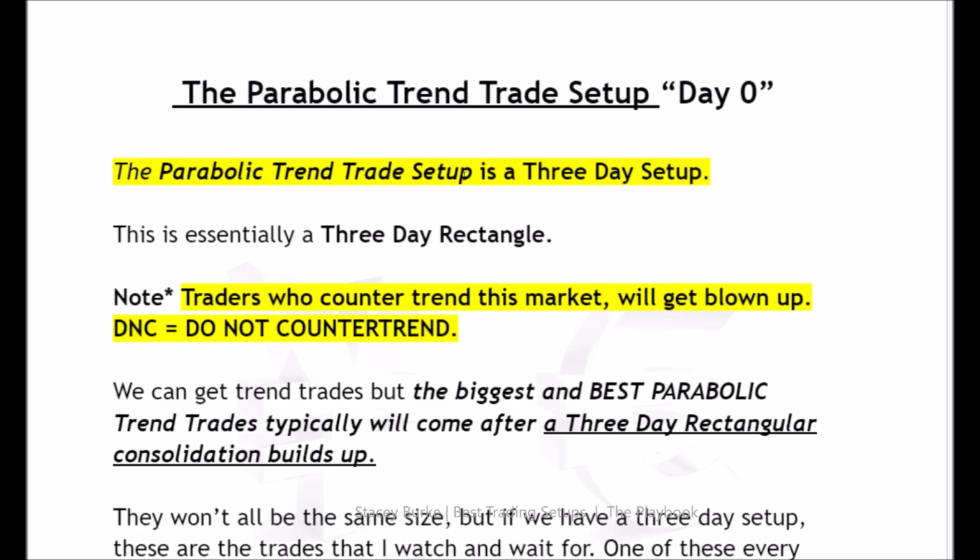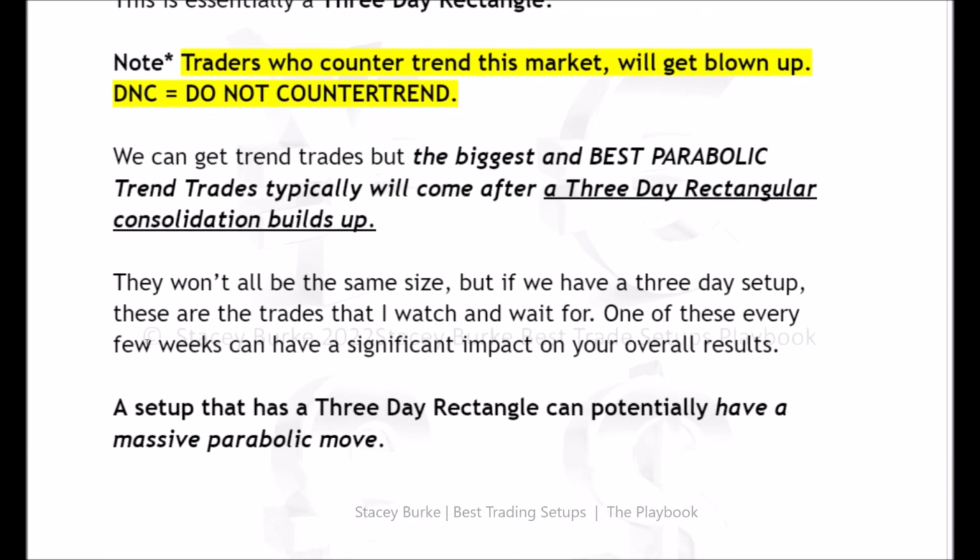The parabolic trend trade setup is a 3-day setup, page 84 in the playbook. Traders who counter trend this market will get blown up. DNC means do not counter trend on the way to fulfilling a range expansion target. And that's what tends to happen: on day 3, the market will go on a range expansion and traders are trying to counter trend it at the high or low of that day, and the market will continue to move in that range expansion direction.